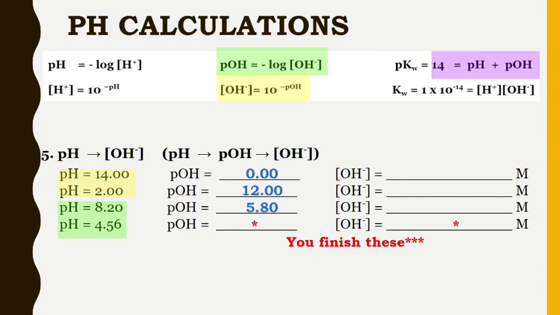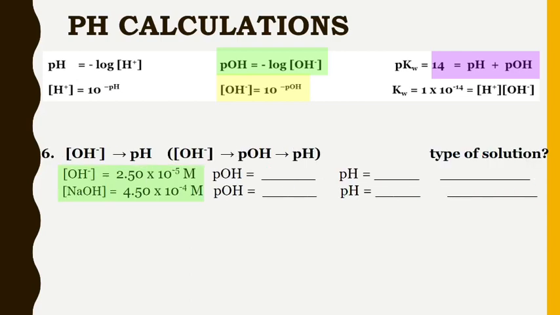So now that we have our POHs, we just need to do 10 raised to the negative of each of those. So 10 raised to the negative 0, well, 10 to the 0 is just 1. Anything to the 0 is 1. 10 to the negative 12th is going to be 1 times 10 to the negative 12th. 10 to the negative 5.8 in our calculator is 1.58 times 10 to the negative 6th. So just an extra step there at the beginning before we go from that POH to OH. Everything else is the same. Make sure to finish up that last row there for a stamp.